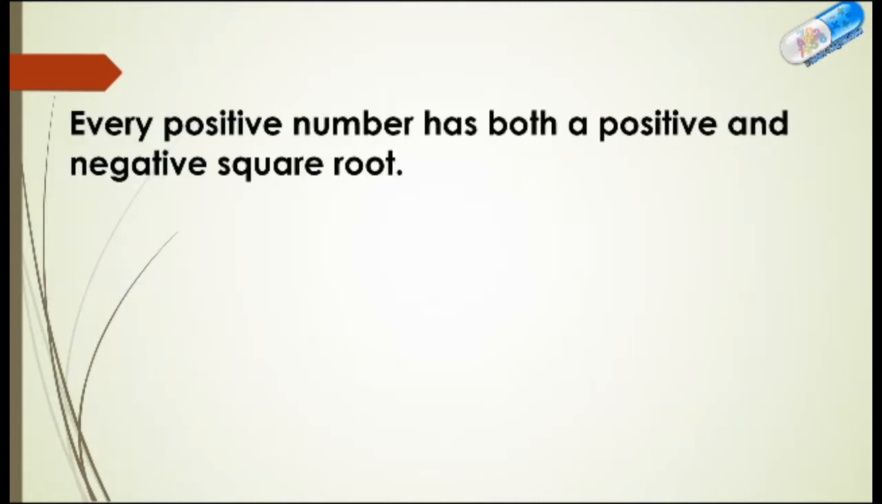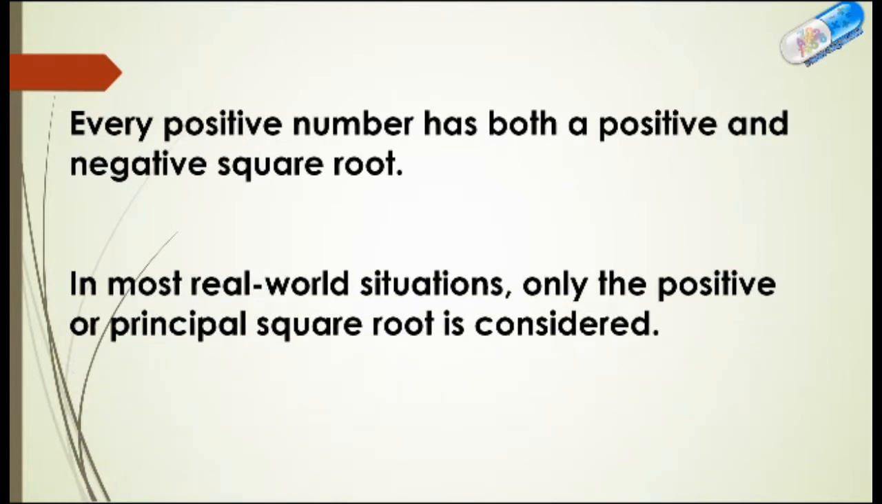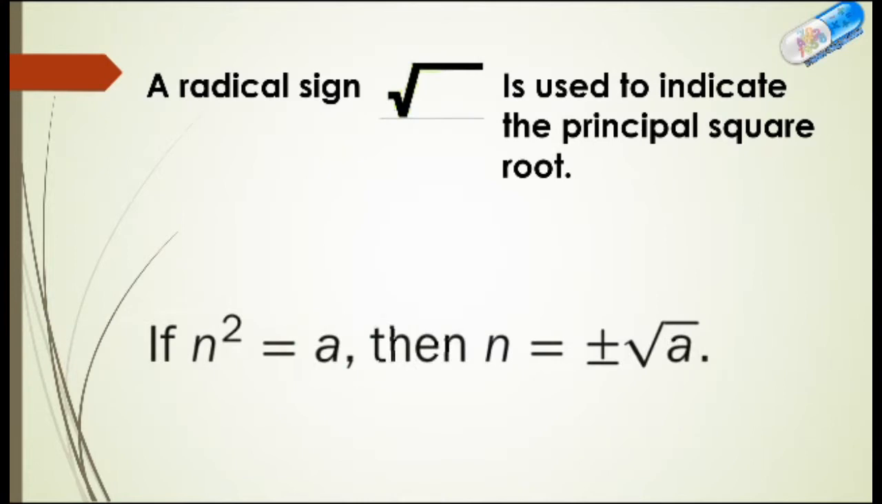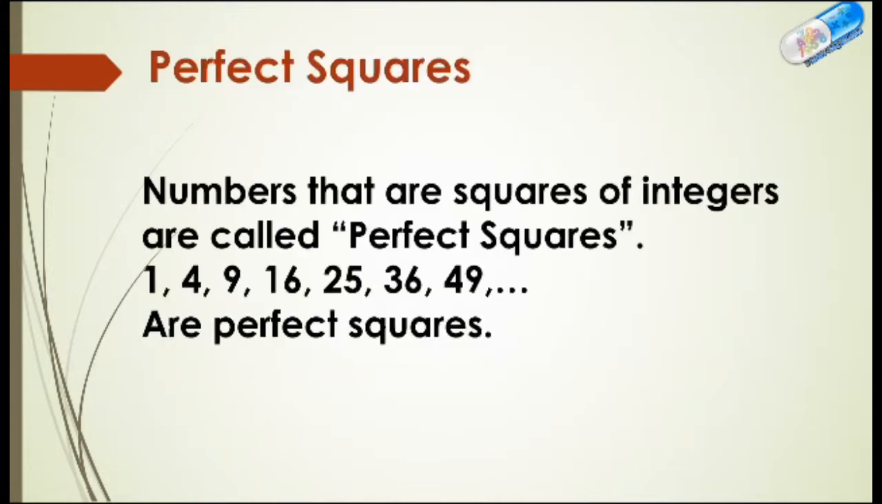Every positive number has both a positive and a negative square root. In most real-world situations, only the positive or principal square root is considered. A radical sign, this is a radical sign, is used to indicate the principal square root, which is the positive one. If n squared equals a, then n equals positive or negative square root of a. So this is the definition of the square root.